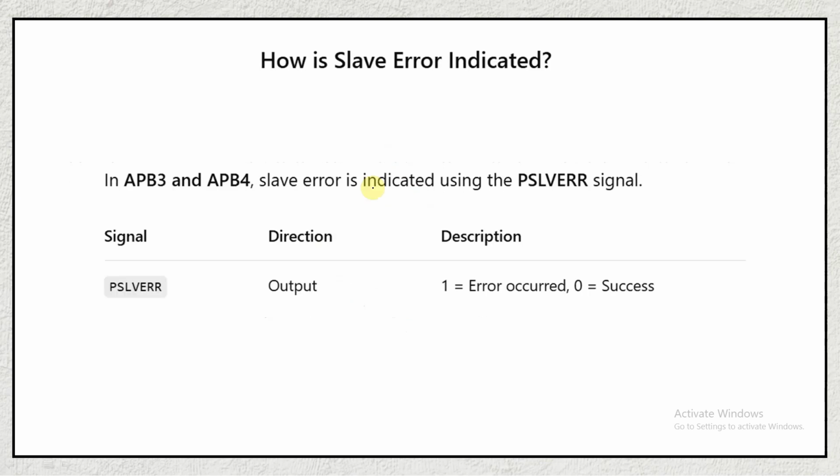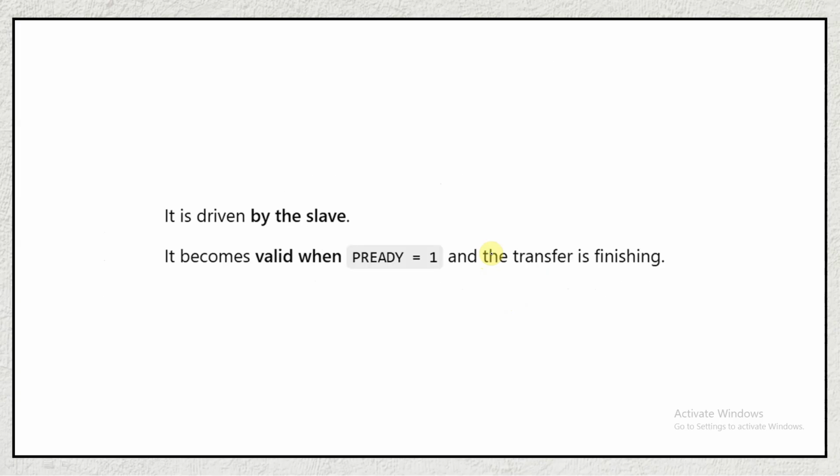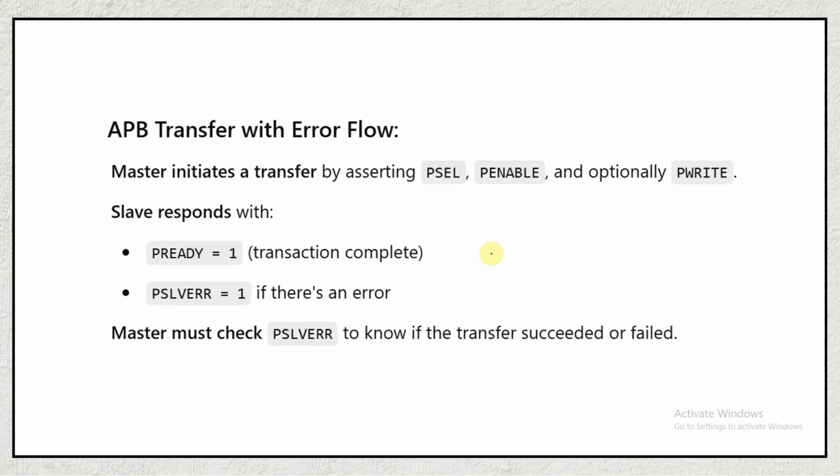Now in the APB3 version and APB4 version, slave error is indicated using the PSLVERR signal. If your PSLVERR is equal to 1, then the master will come to know that an error occurred, and if your PSLVERR is equal to 0, then it is a successful transaction. So it is driven by the slave. PSLVERR is driven by the slave. It becomes valid when your PREADY is equal to 1 and the transfer is finishing.